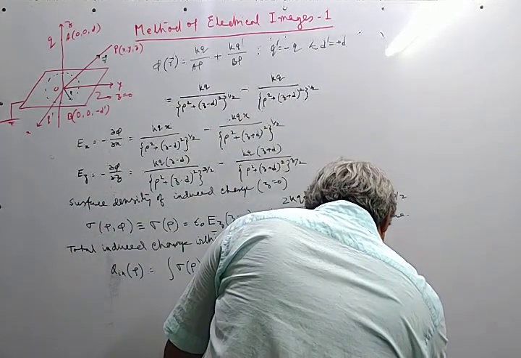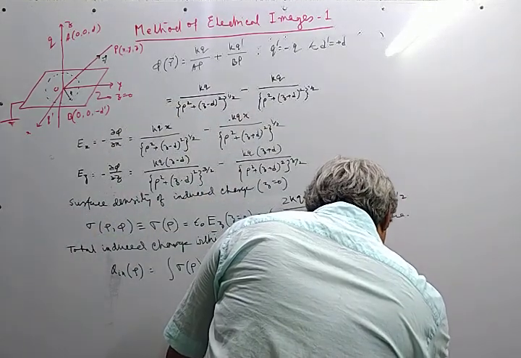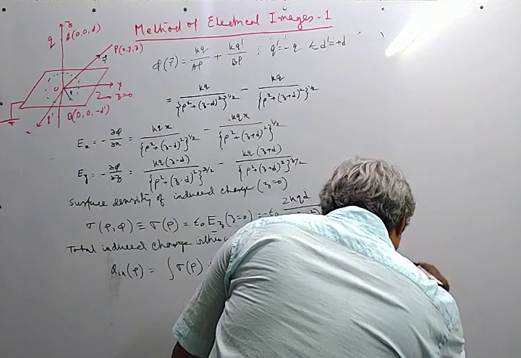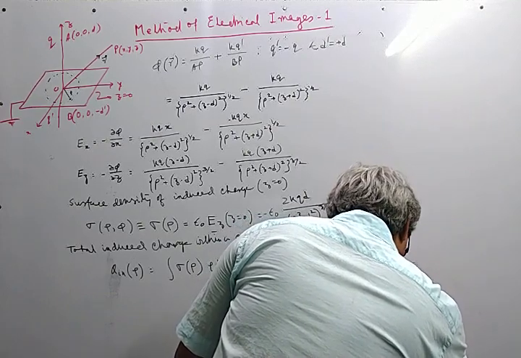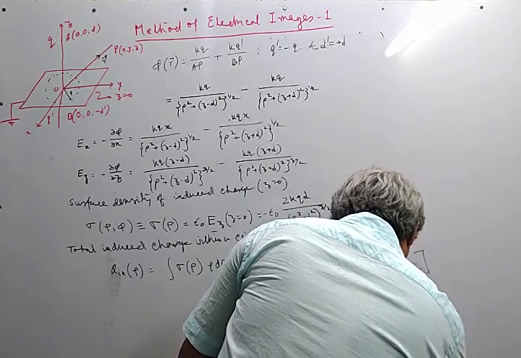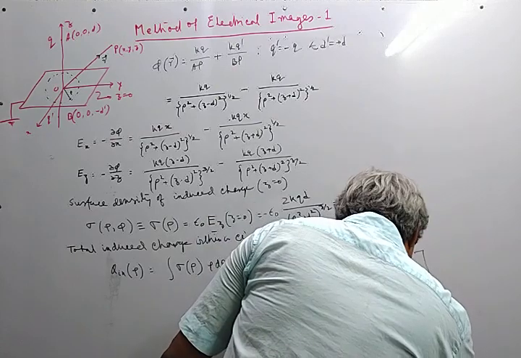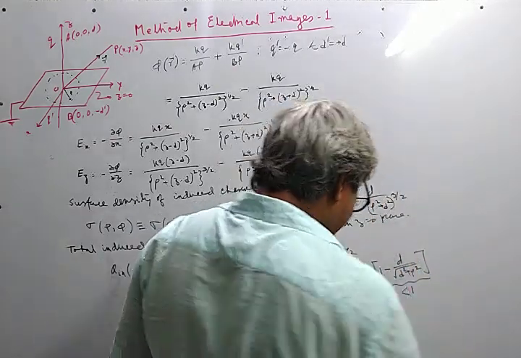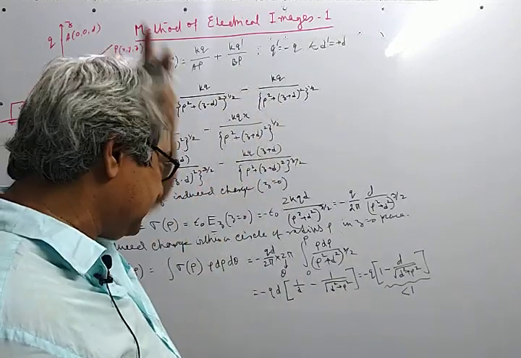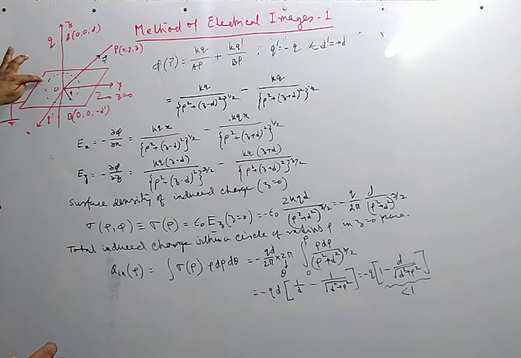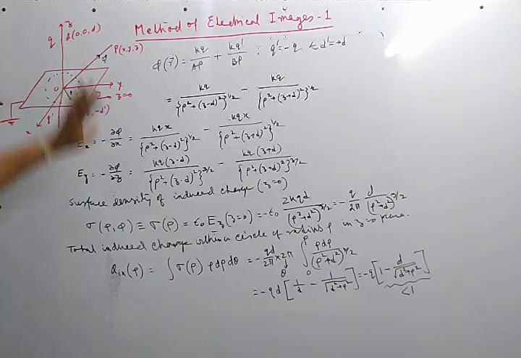This is equal to minus q times 1 minus d over the square root of d squared plus rho squared. This part is less than 1 because this is 1 minus some positive quantity. This is less than 1. So the induced charge on the surface within this circle is less than the inducing charge.